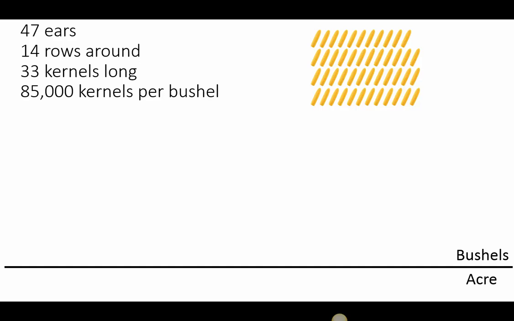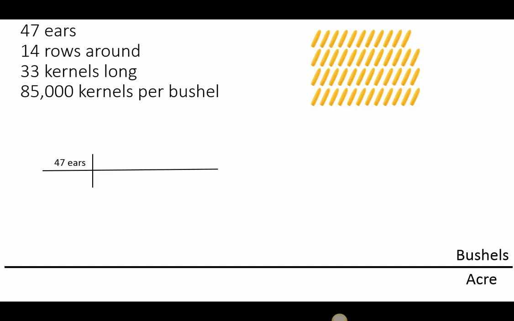Make your fence and put 47 ears on the top of your first fence section. In the next section, we know we need ears on the bottom to cancel out with ears on the top. Let's figure out how many kernels we have per ear. There's an average of 14 rows of kernels around each ear, and each of these rows is an average of 33 kernels long.